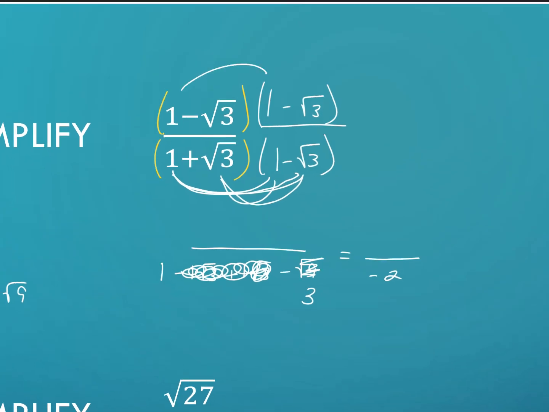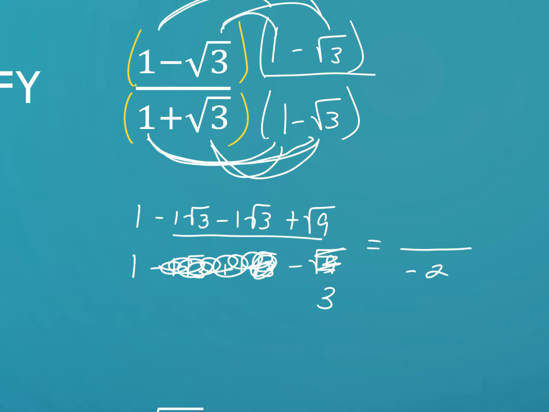Let's FOIL the top. 1 times 1 is 1. 1 times negative root 3 is minus 1 square root of 3. Negative root 3 and 1 is minus 1 square root of 3. And negative root 3 and negative root 3 is positive the square root of 9. As we simplify here, guys, what is the square root of 9? 3. So can I add 1 plus 3 and give me 4? Good. And then I have a negative 1 radical 3 and another negative 1 radical 3. What does that give me? Negative 2 square root of 3.